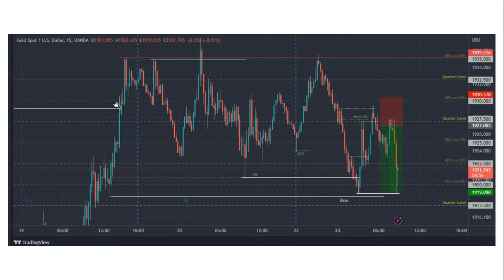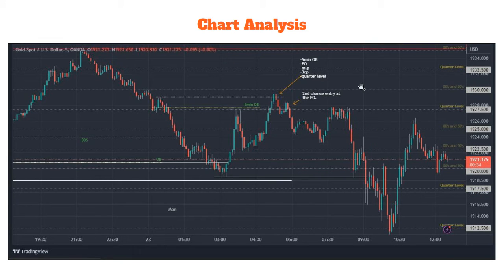This is the 15-minute time frame, and this is where I list all the things that I was looking at. Price also gave us a second chance to enter this trade in case we didn't right here with this fake out here and the close below the quarter level.